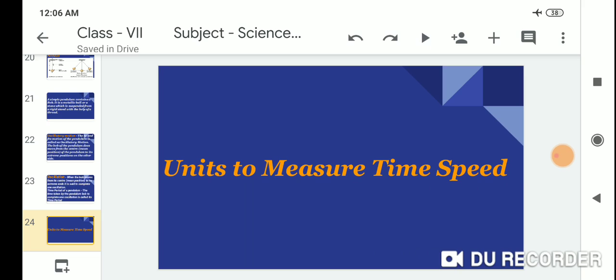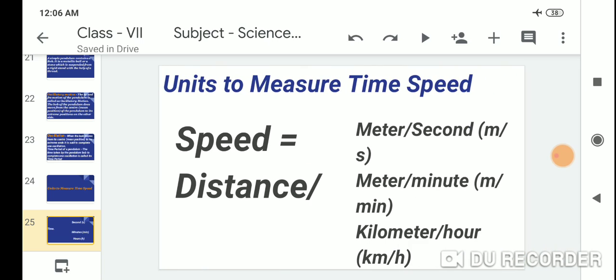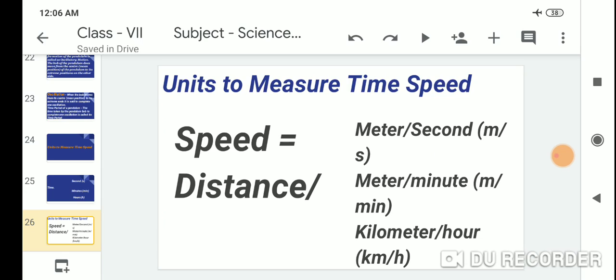Units to measure time and speed. The unit of time is second, and also minutes and hours. So time is measured in three units: second, minute, and hour. Speed equals distance divided by time. The units are meter per second, meter per minute, and kilometer per hour. So there are different types of units to measure time and speed.